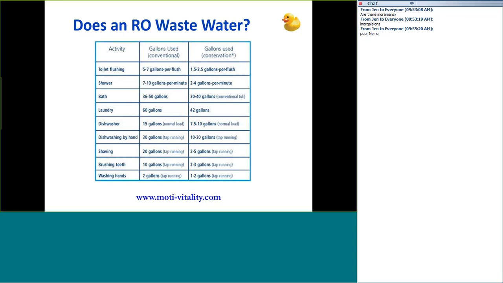Laundry, an efficient washing machine is going to be 42 gallons. Dishwasher, 7.5 gallons. Dishwashing by hand or letting the water run, 10 to 20 gallons. Shaving, 2 to 5 gallons. Brushing teeth, 2 to 5 gallons. Washing hands. When you compare it to other water-using appliances, you suddenly realize that the reverse osmosis system is one of the most efficient water-using appliances in the house.